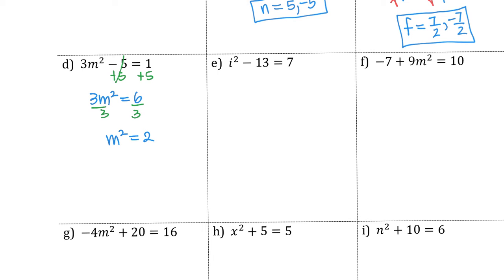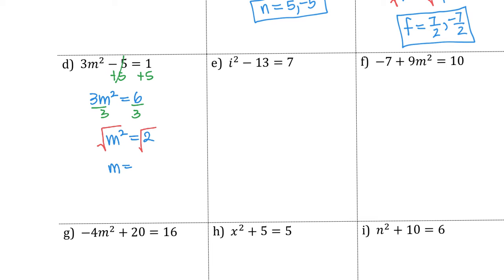Okay, there it is. m squared equals 2. So to cancel the squared on the m squared, I square root it, left and right. Now the square root of 2 is, well, it's not 1, because 1 times 1 is 1. So the square root of 2 is irrational.